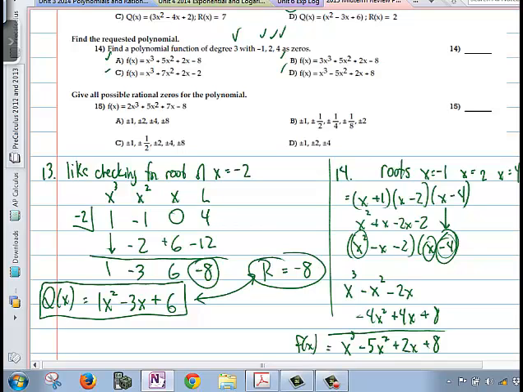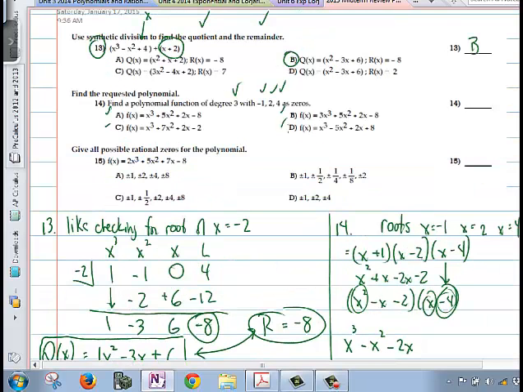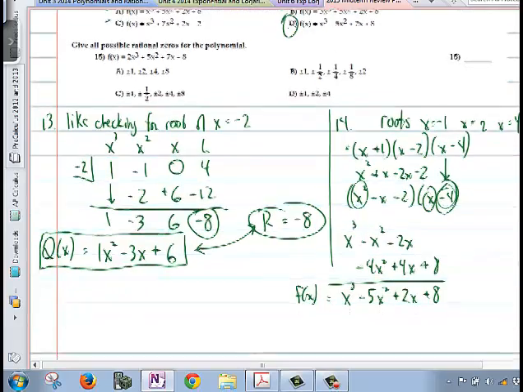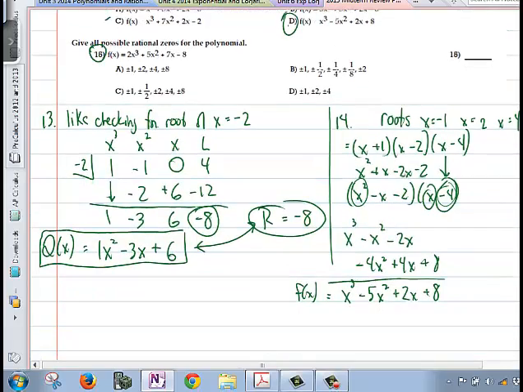Which one does it match up with? x cubed minus 5x squared plus 2x plus 8. That will be choice D. Hopefully this has helped on this one. And now, list all possible rational roots.